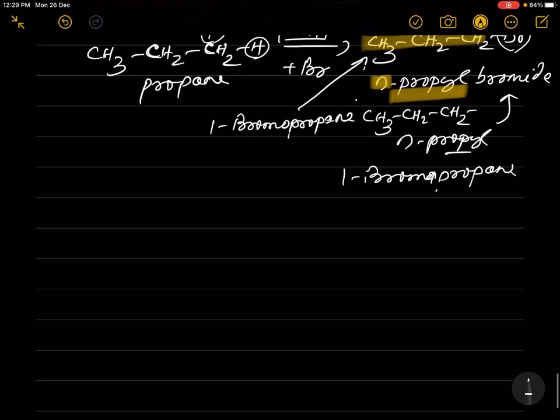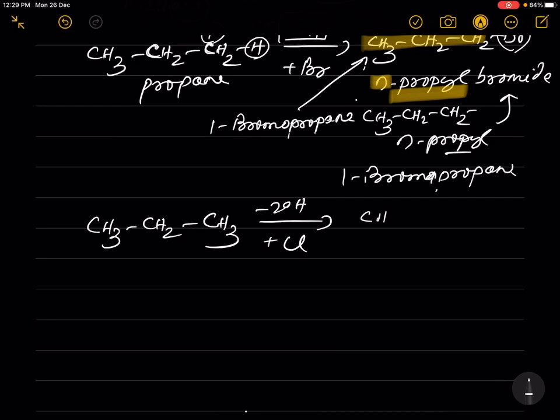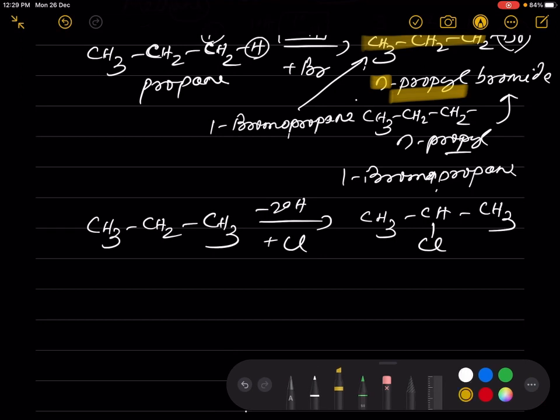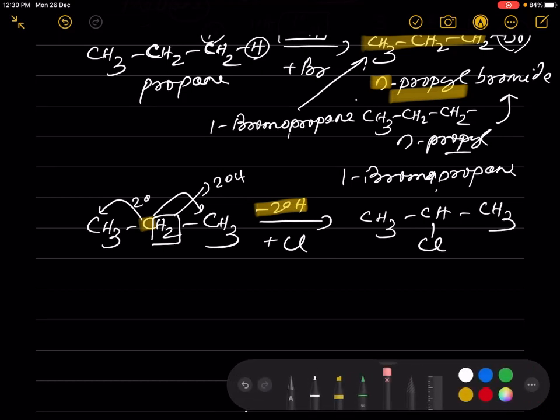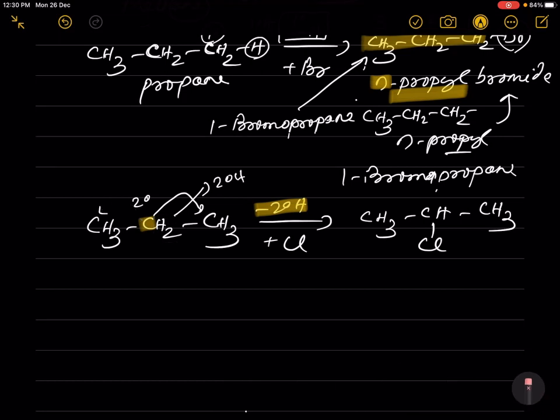Then if a secondary hydrogen atom is removed and a chlorine atom is substituted, then you will get CH3CHClCH3. Then what do you mean by a secondary hydrogen atom? This carbon is a secondary carbon. Why? Because this carbon is connected to two carbon atoms on two different sides, and the hydrogen atoms attached to the secondary carbon are secondary hydrogen atoms. You see, there are two secondary hydrogen atoms and one secondary carbon.